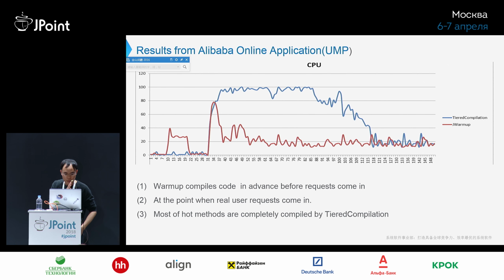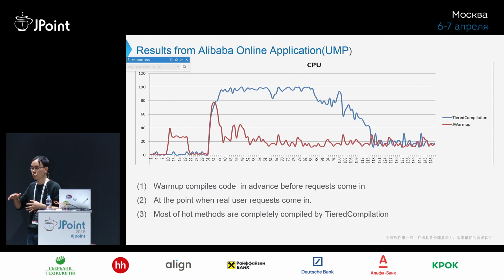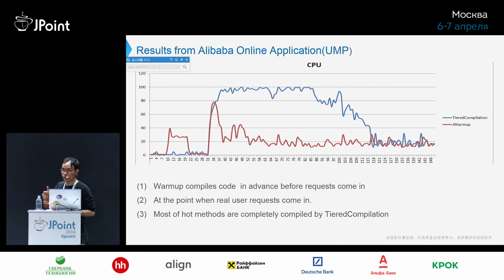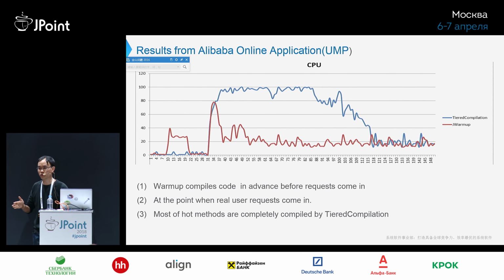After step 1, we use higher CPU than the normal JDK because we need to pre-compile the methods in advance. After step 2, when real user requests come in, you can see the blue line uses a very high CPU compared to Java-map. That's the problem. But for Java-map, after real requests come in, we can use much less CPU during the warm-up phase. It's quite promising. And after step 3, because at this moment all hot methods have been compiled by tiered compilation, it also uses less CPU time.